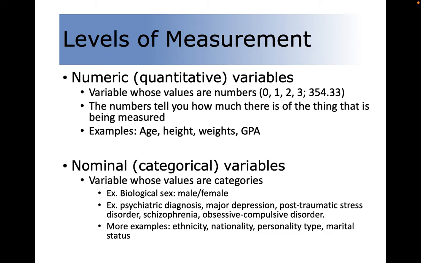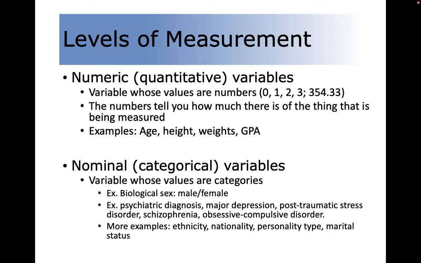Another concept worth reviewing is the idea of levels of measurement, which is simply the idea that there are different kinds of variables. The first major distinction between variables is that there are numeric and nominal variables. Numeric variables are also called quantitative variables. The terms are used interchangeably. These are typically what we think about when we think about a variable. So a numeric variable is a variable whose values are numbers. And usually the higher the number, the more of the thing or the attribute that there is.